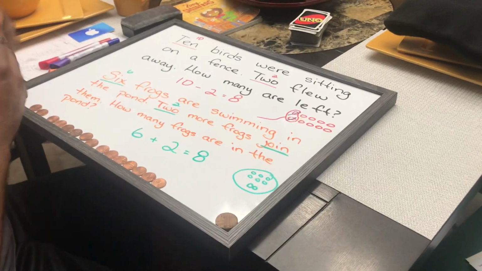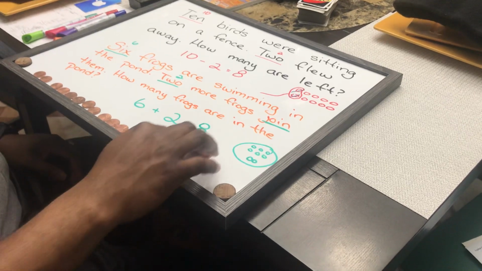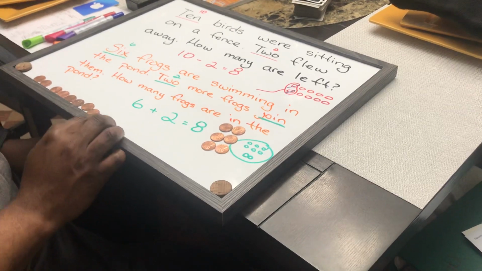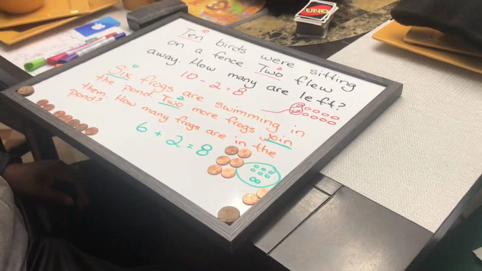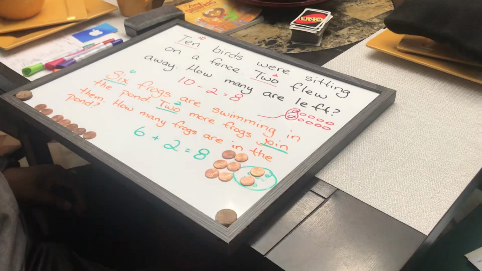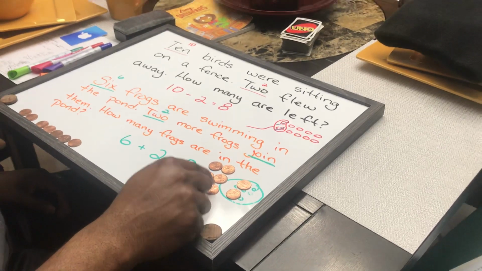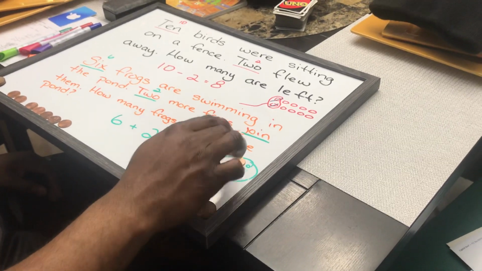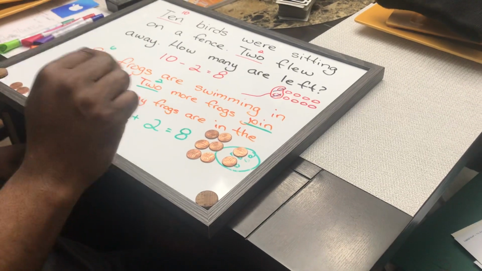But hold on. Let's show it concrete. We have 6 frogs. They're over here in the pond. 2, 4, 6. And then you know what? It says 2 more frogs are over here by themselves. And they come and they join them. You guessed it. Now, how many frogs do we have left? 1, 2, 3, 4, 5, 6, 7, 8. 2, 4, 6, 8. Guess what? There are 8 frogs in the pond.